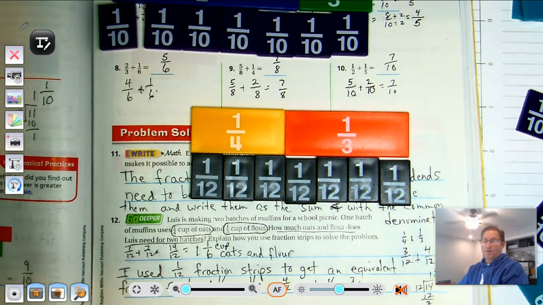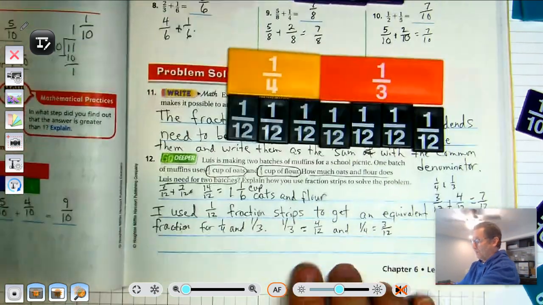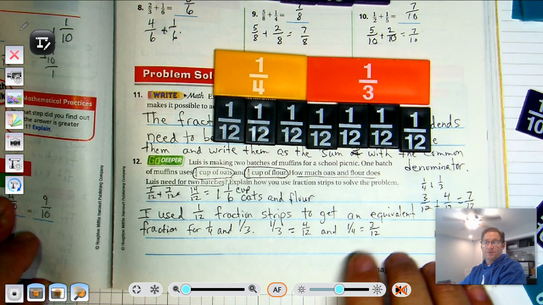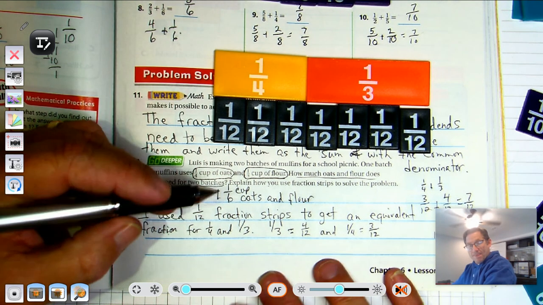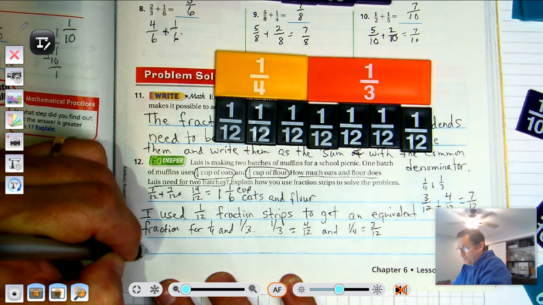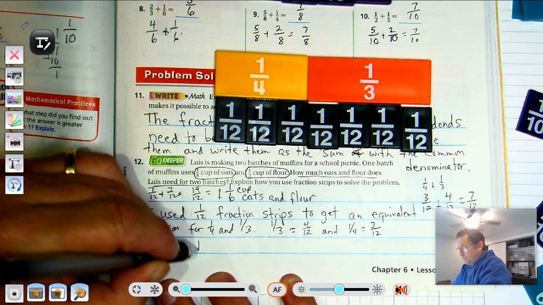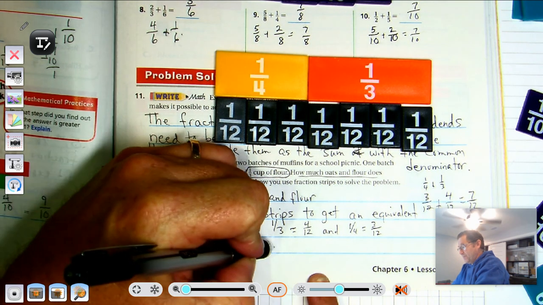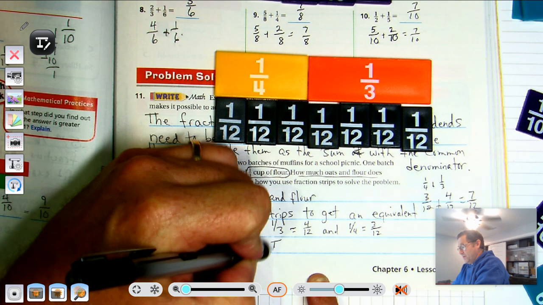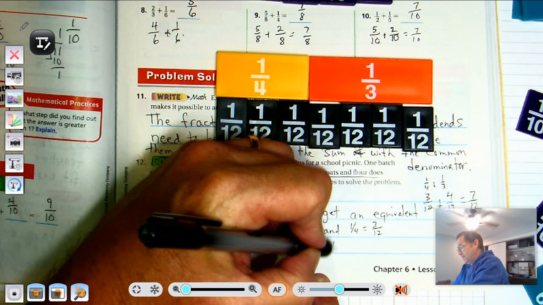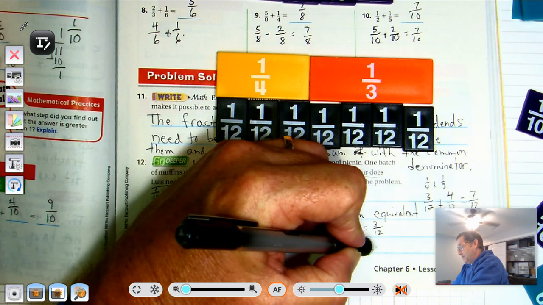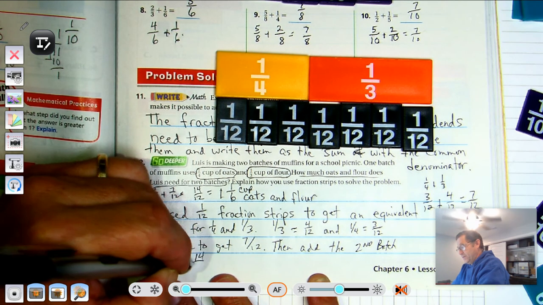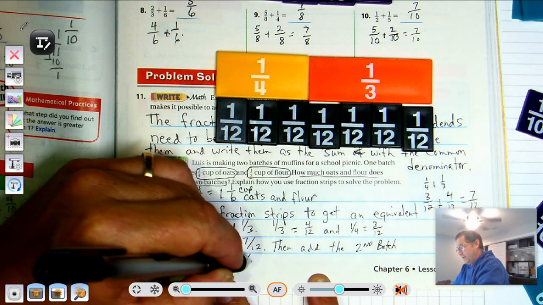All right, so we said 1/3 was equivalent to 4/12, and 1/4 was equal to 3/12. So when we added that, we got 7/12. Then add the second batch, to get 14 twelfths, or 1 and 1 sixth.